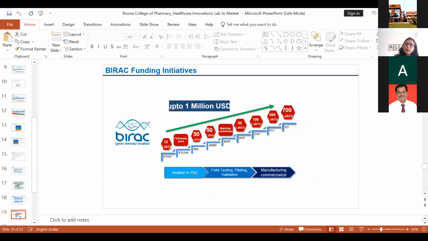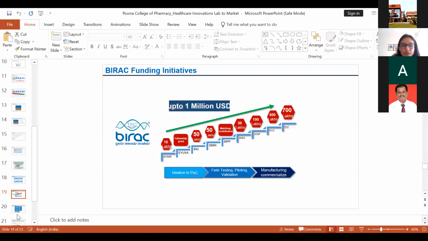So it's important for you to be aware of this organization called BIRAC because it funds a lot of biotechnology initiatives, including pharma. They have funding all the way up to $1 million US at various stages of product development. I would urge you to go check out the BIRAC website, especially starting from the BIG grant, which is the Biotechnology Ignition Grant, SIBRI, BIP, then they do seed funding through the seed and leap initiatives, and they have a product commercialization fund for 5 crores and an ACE fund for scaling up, which is 7 crores.